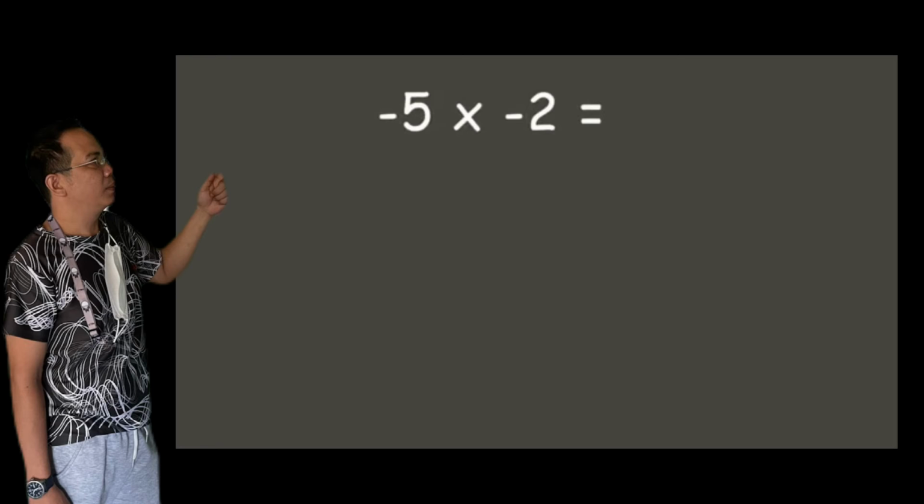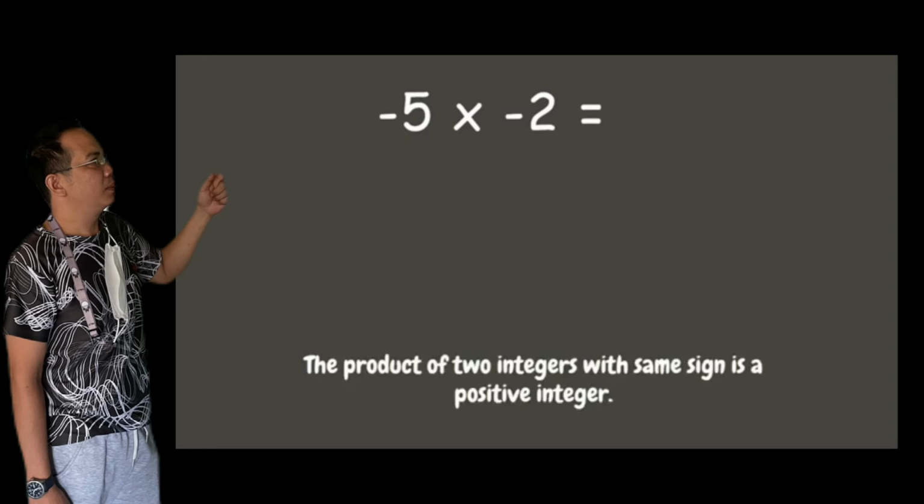Again, we need to remember that when we are multiplying two integers with the same sign, the answer is a positive integer. So since these are both negative integers, we simply multiply them. 5 times 2 is 10. And they are both negatives, so the answer is positive. Next one, we have negative 8 times negative 4. So let us multiply them. 8 times 4 is 32. And since they have the same sign, the answer is positive.